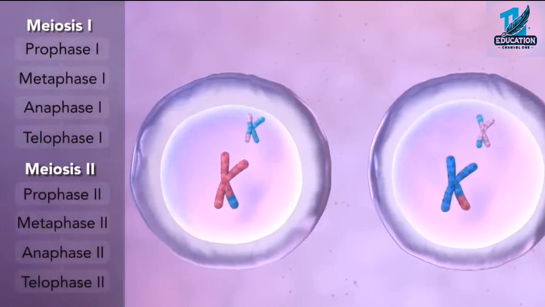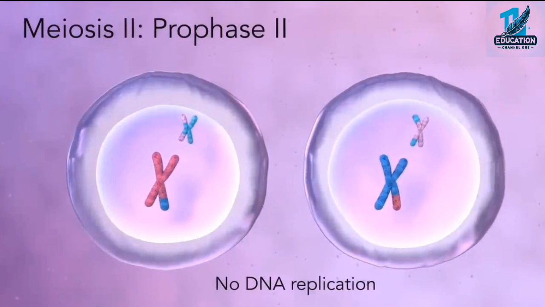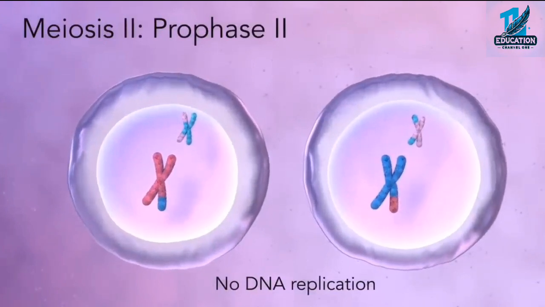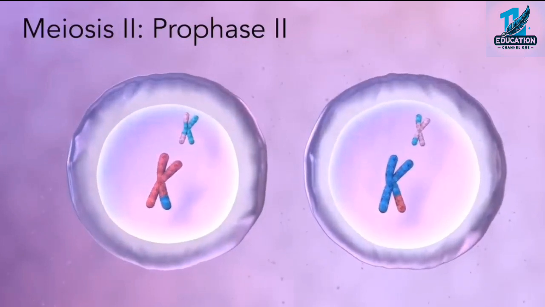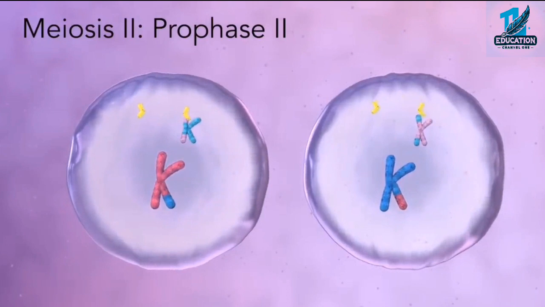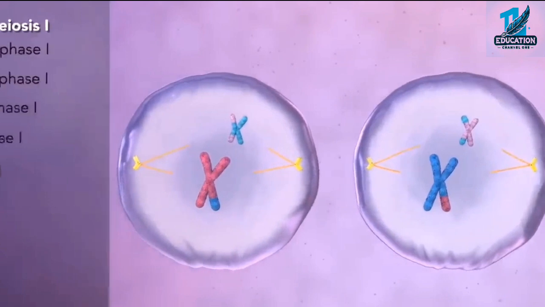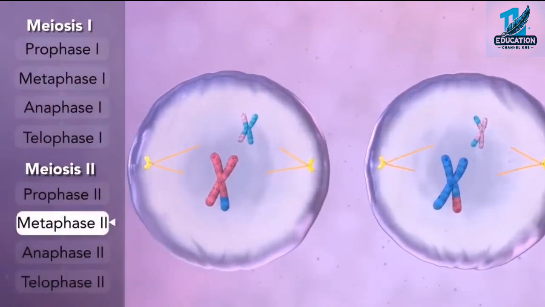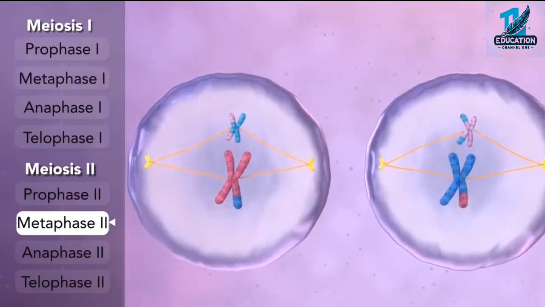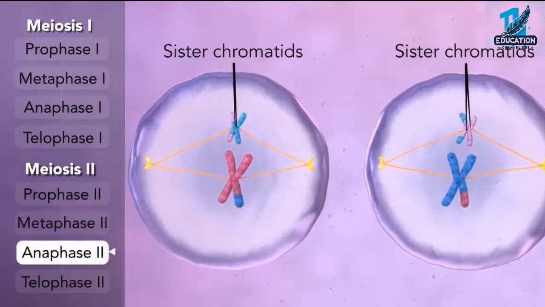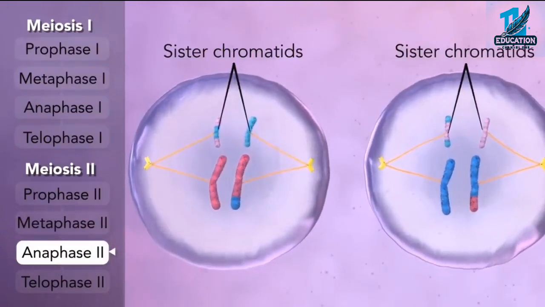Both cells now enter the next stage, meiosis II. However, unlike meiosis I, DNA does not replicate before meiosis II begins. Once again, in prophase II, the nuclear membrane disappears and spindle fibers fan out from the two sets of paired centrioles. During metaphase II, the chromosomes in each cell line up at the equator and attach to spindle fibers from both poles. During anaphase II, the sister chromatids of each chromosome separate and move to opposite poles.